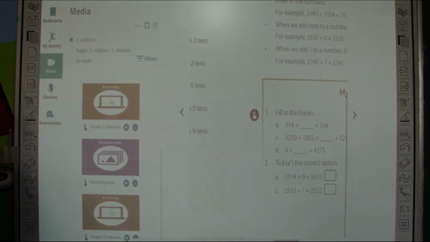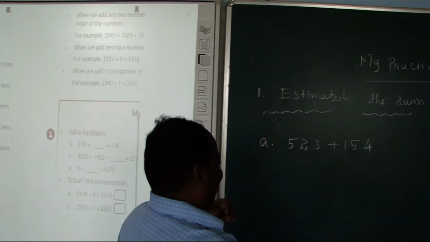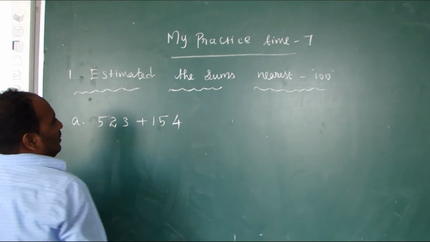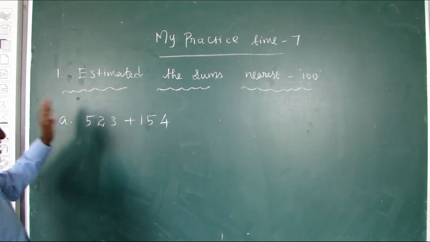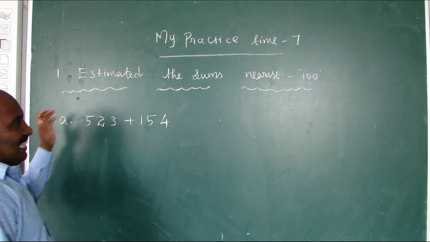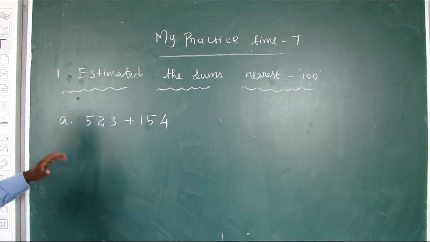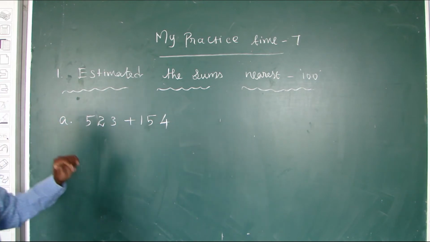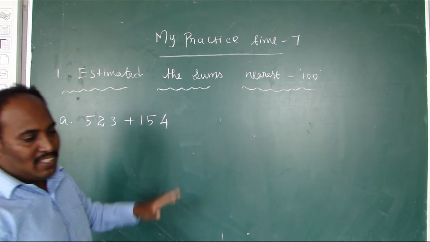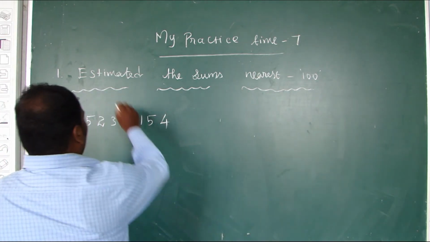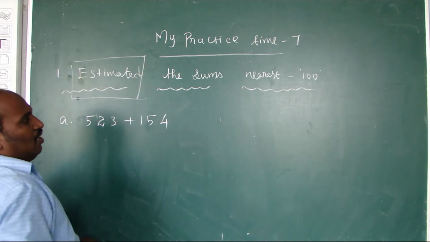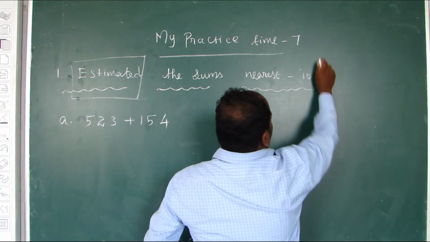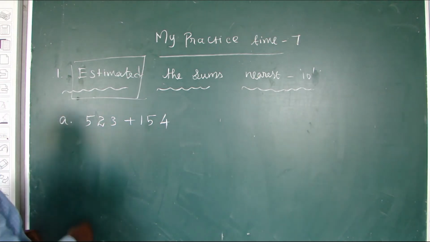Next one. Exercise 7. First one, estimate the sums to the nearest hundreds. A part: 523 plus 154. You want to estimate it to the nearest tens. You want the estimated sum to the nearest tens.